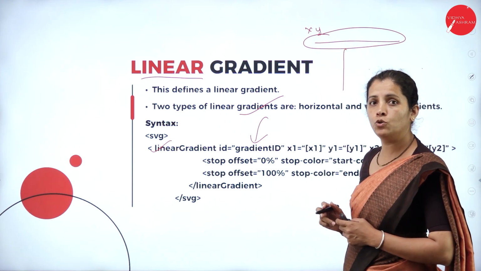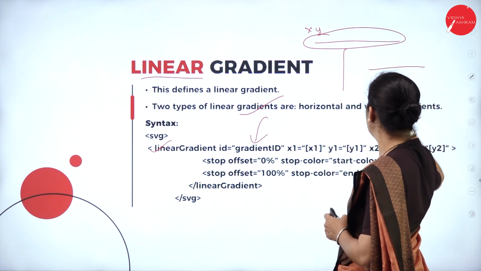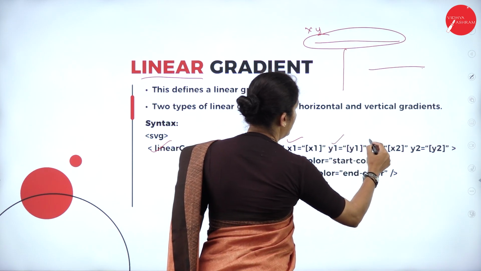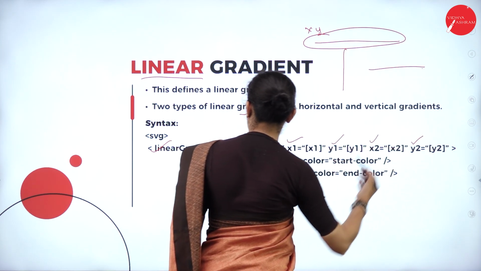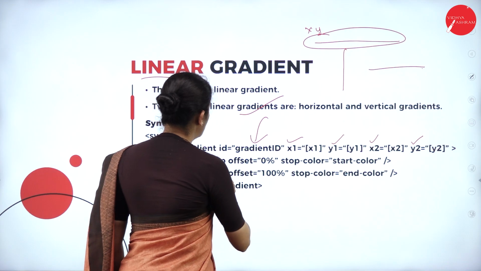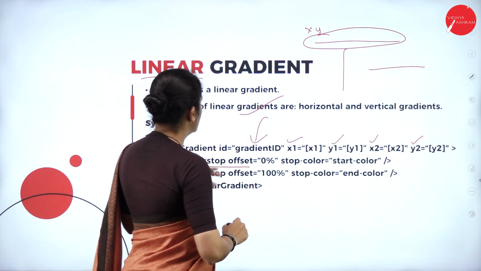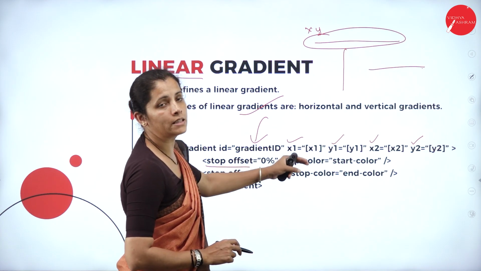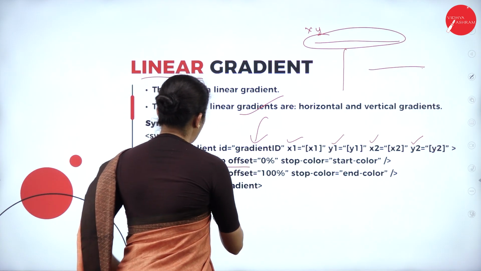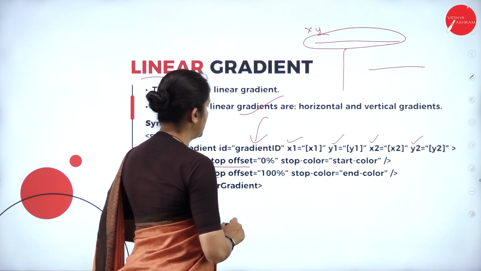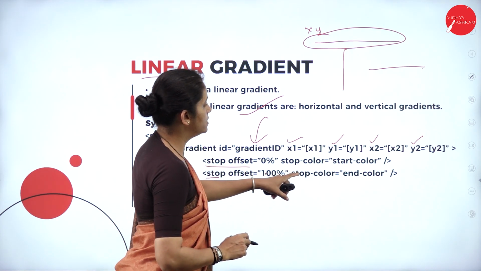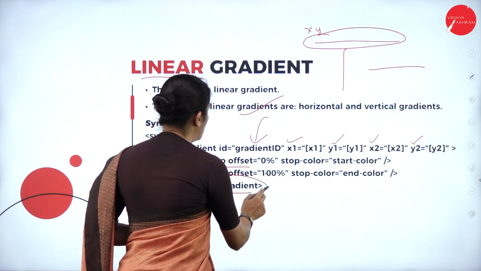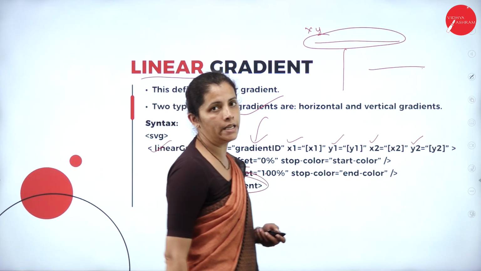I must have the 2 points, and I'm going to draw the line. What are the coordinates? I require x1, y1, x2, y2. Then I'm going to specify the stop offset value, that is 0. Stop color is nothing but the start color. And if I consider stop offset 100%, the stop color is nothing but the end color, and I'm going to close the linear gradient.